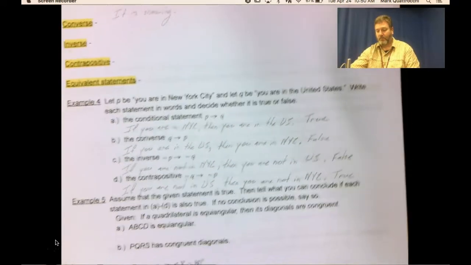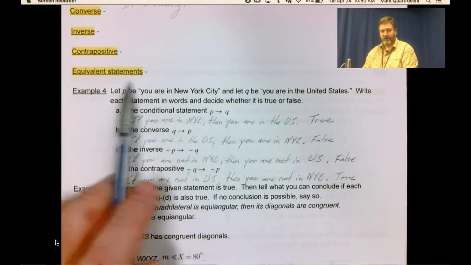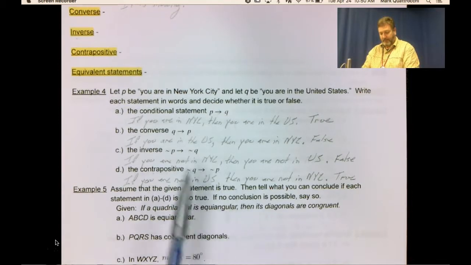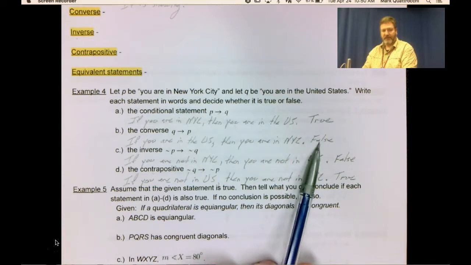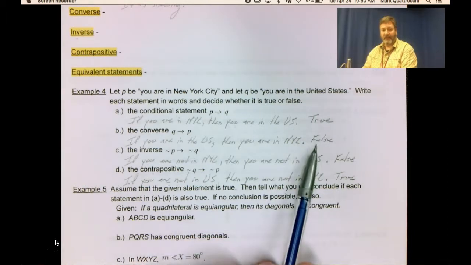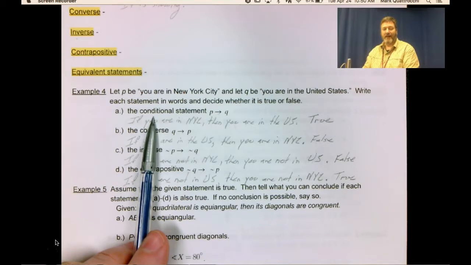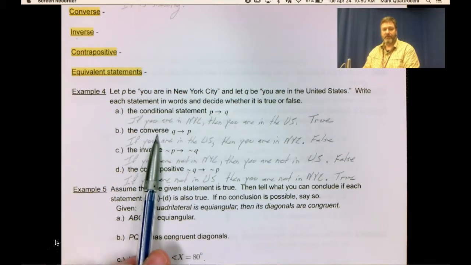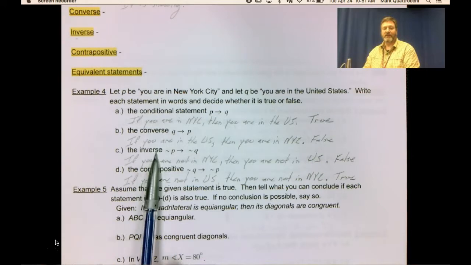Okay. What do we notice from this? And this is important because we're talking about equivalent statements. The conditional statement and the converse here do not have the same truth value. They can in other situations, but they don't have to. So just because a conditional statement is true does not mean that the converse must be true. That is not the case. Same thing with inverse. Just because a conditional statement is true doesn't tell you any information about the inverse.